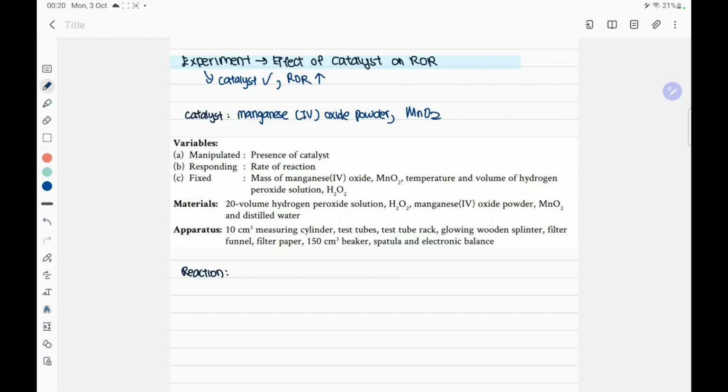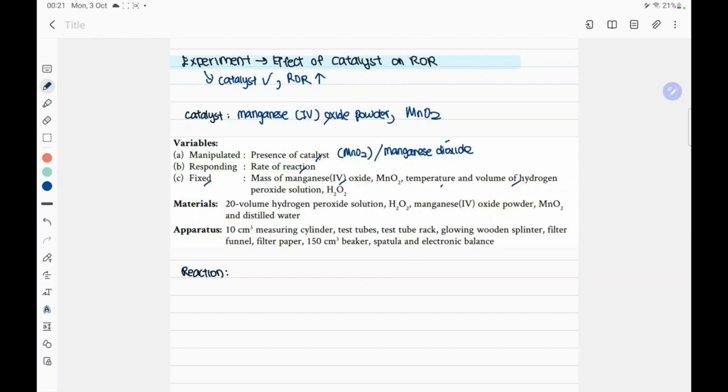So what do we need? Let's look at the variables first. The manipulated variable is the presence of catalyst, which is the MnO2, manganese(IV) oxide powder, also known as manganese dioxide. This is the IUPAC name, and that is the other name. The responding variable is the rate of reaction, because you want to see the rate of reaction when there is or there is no presence of catalyst. And the fixed variables are the mass of the catalyst, temperature, volume, everything.